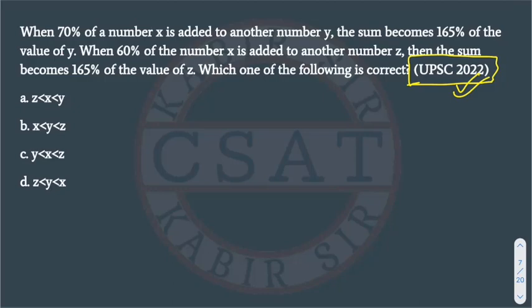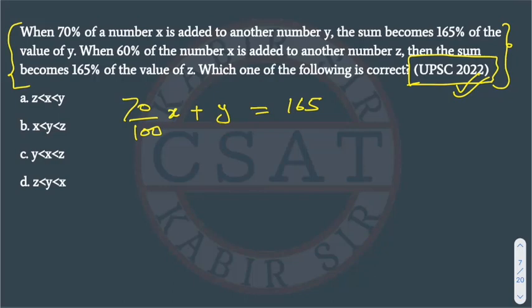Here in the CSAT paper, the language is given, right? And we have to convert that language into equations, or make it mathematical. So how will we do it? When 70% of a number x, 70%, I told you what we have to do, 70 by 100 of a number x is added to another number. Another number is what? y. The sum of these numbers becomes 165%, we are removing the percent sign and converting to a fraction, of the value of y.